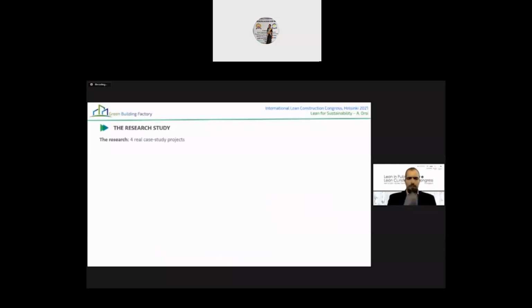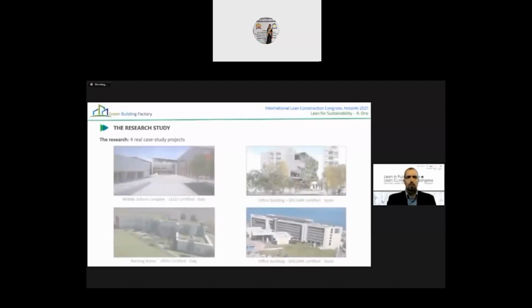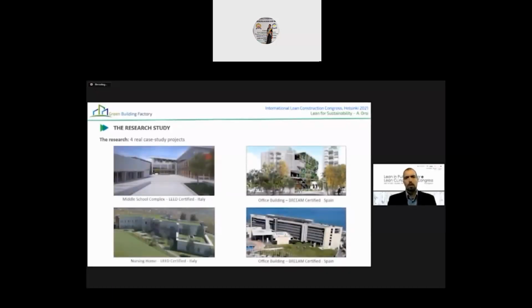And so we had this case study research. We got 4 real case study projects: one school complex, a nursing home, and 2 office buildings, all in Southern Europe, 2 of them LEED certified and 2 of them BREEAM certified. By the end of the study, we developed a methodology, validated it, and focused on the results, so on how much waste we detected within these green building processes.